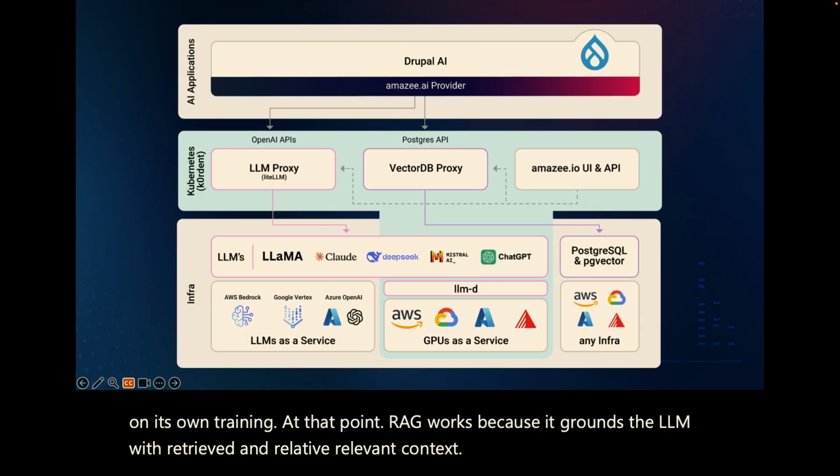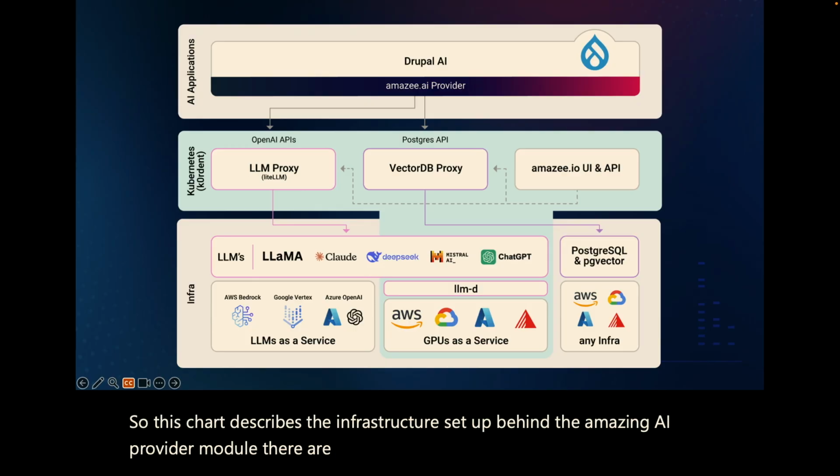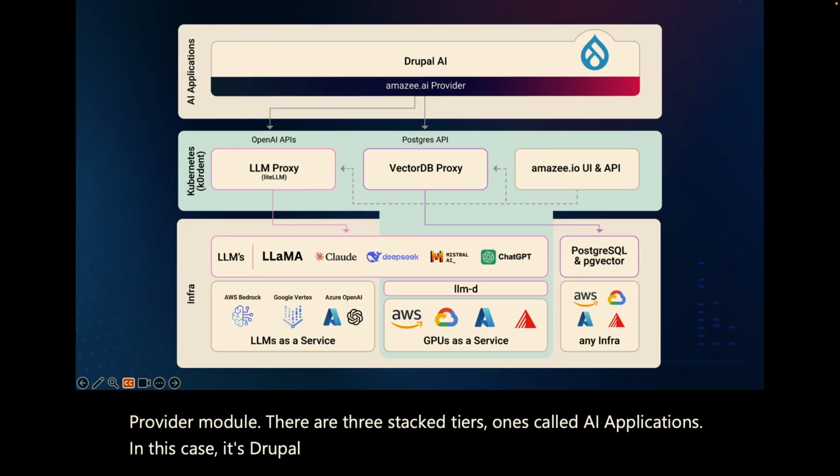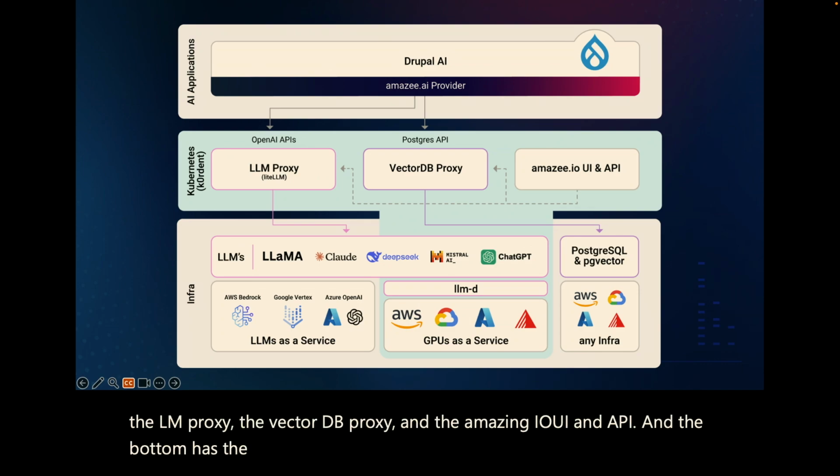So this chart describes the infrastructure set up behind the amazee.ai provider module. There are three stacked tiers. One's called AI applications. In this case, it's DrupalAI. The one below shows the Kubernetes layer with the LLM proxy, the vector DB proxy, and the amazee.io UI and API. And the bottom has the infrastructure, which includes the large language models and service layers.